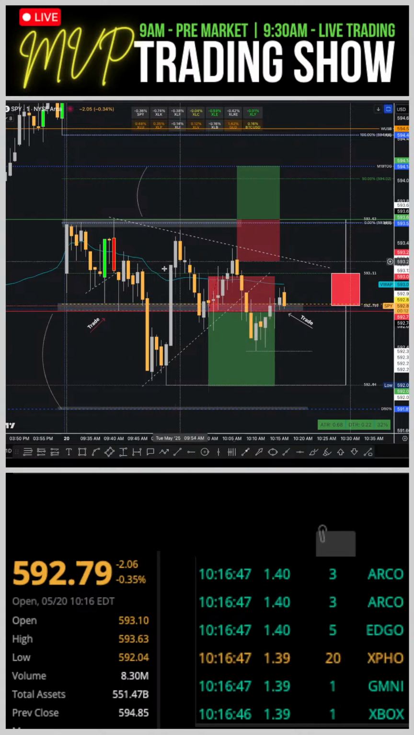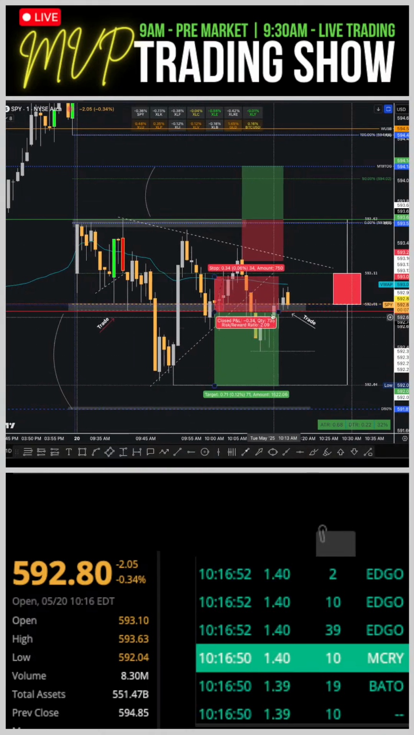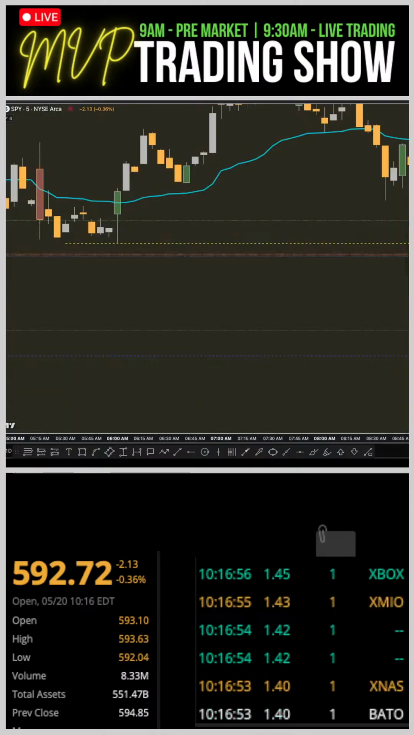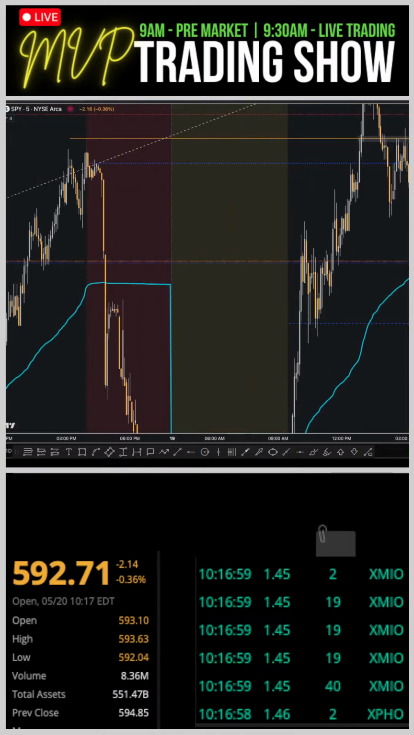So the two ideas are basically up here and here. And that's what's primarily playing out, despite this ugly, ugly action. Look at the 5, guys. Look at this. It doesn't get uglier than that.